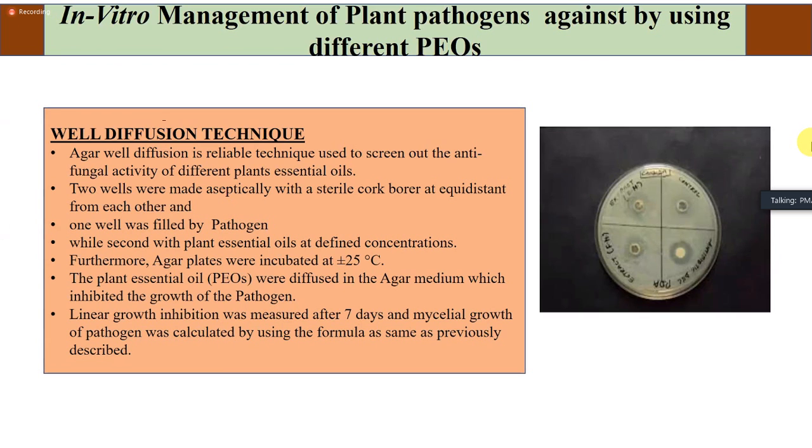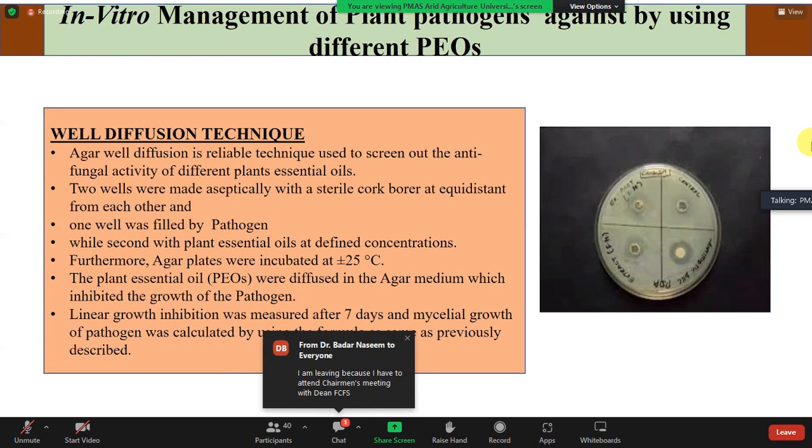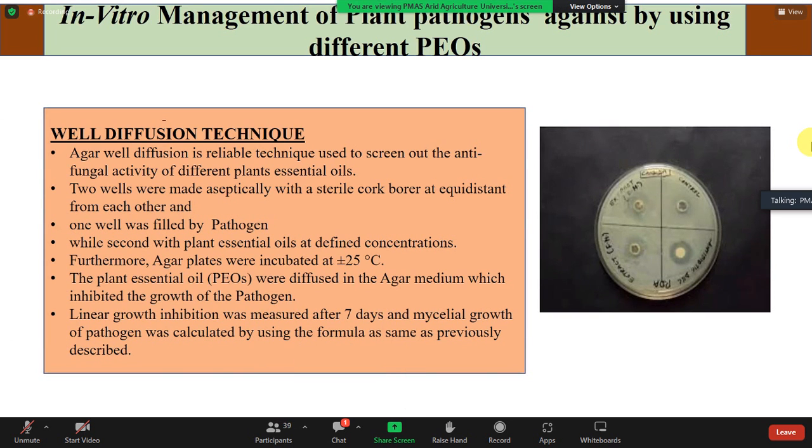How can you determine this? How would we take our data? There are two wells in the petri plates, one having the pathogen and the other having the essential oil. If the essential oil inhibits the fungal growth, this means that the essential oil has antifungal activity. If the essential oil does not inhibit the fungi, it has no antifungal activity.